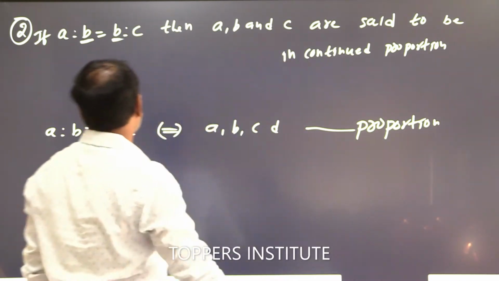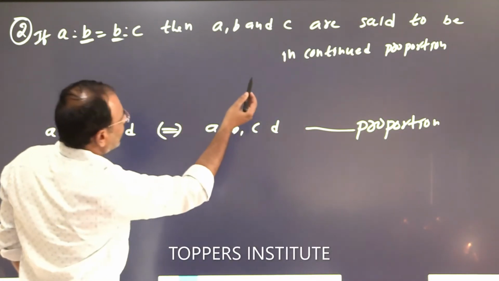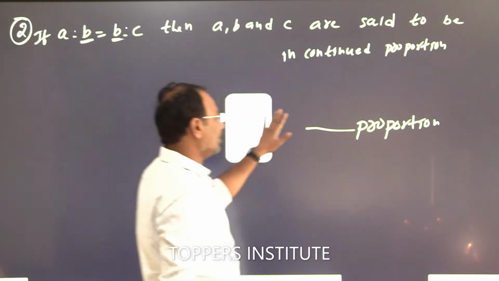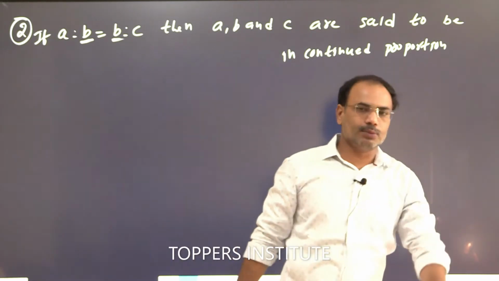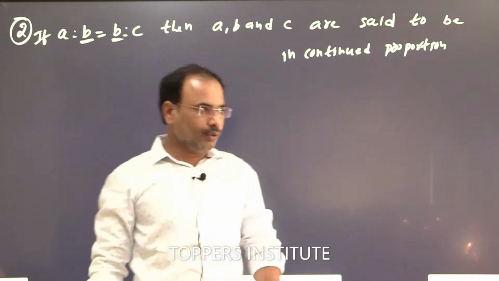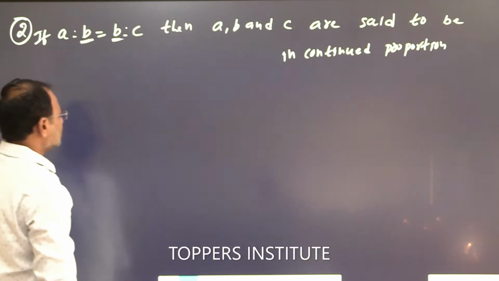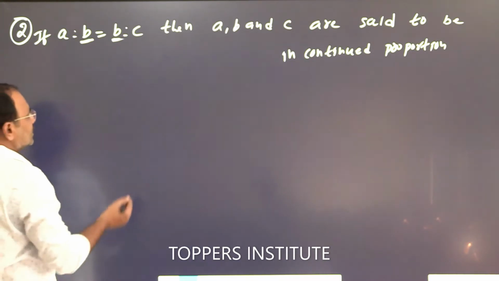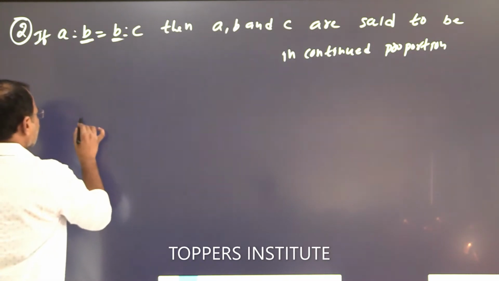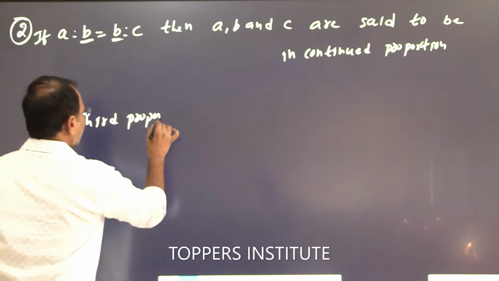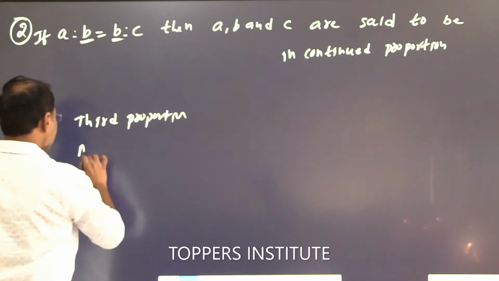So if A is to B is equal to B is to C, then A, B and C are said to be in continued proportion, right? So here we have 2 proportions, one general proportion and one continued proportion. Why are we discussing this continued proportion? Now we are going to discuss 2 types of definitions. The first one is third proportion and next one is mean proportion.